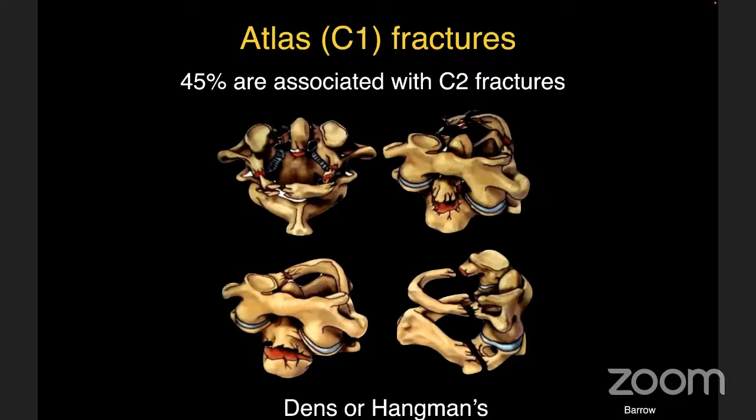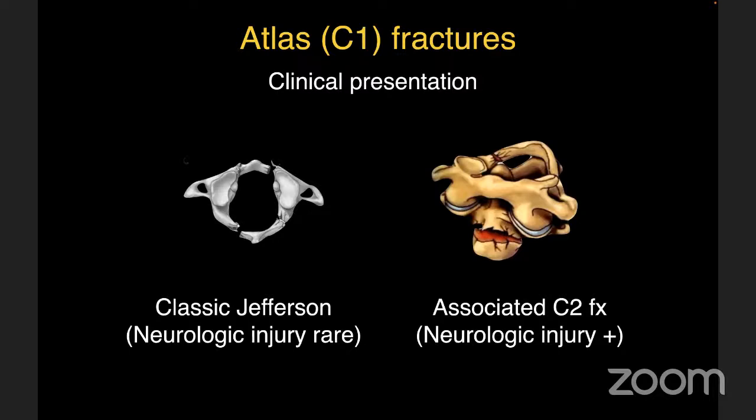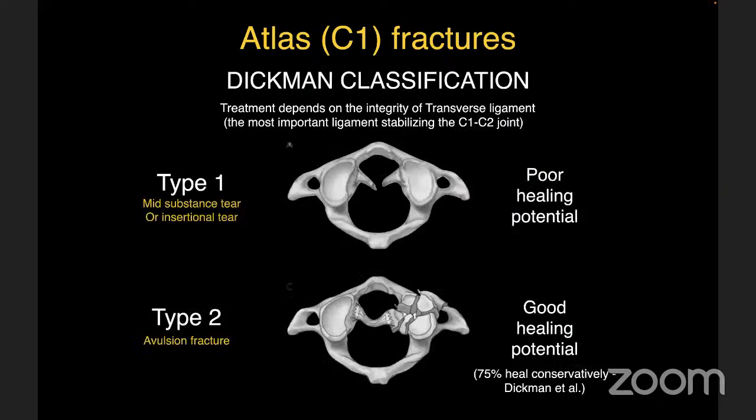Why is this important? Because the ones that are associated with C2 fractures have a higher chance of neurological injury. As we all know, the classic Jefferson fracture is a burst type fracture, which is a self-decompressing fracture. Neurological injuries are rare, but if they are associated with other fractures, then that's a problem. Whenever you have a C1 fracture, you are looking at the integrity of the transverse ligament, and that's where Dickman's classification is useful.